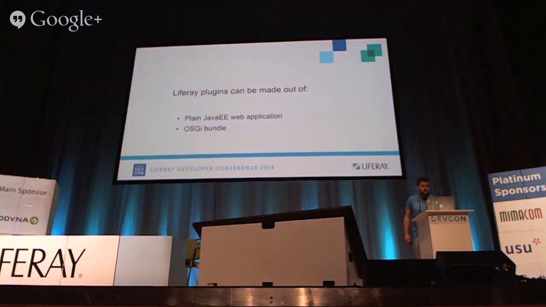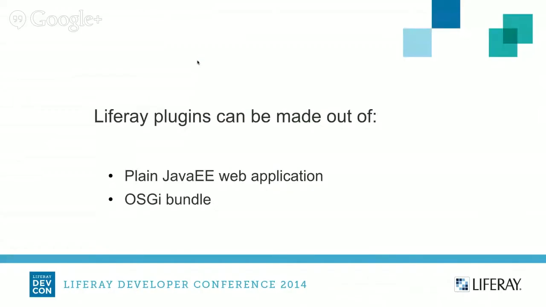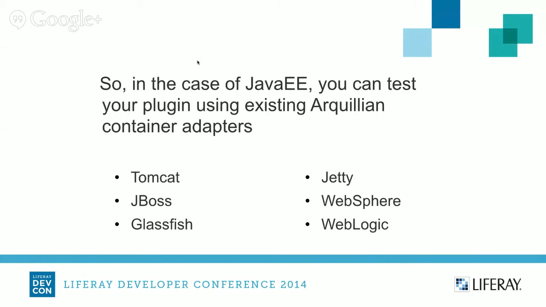I mean, as you all know, Liferay plugins can be made out of a plain Java EE web application, right? It's the way you're most used to when you're building Liferay plugins. Or now you can use OSGi bundles, starting from 6.2, I guess, and it's going to be made in 7.0. Still, you can use the Java EE web application. So, in the case of Java EE applications, those plain web applications, you can test your plugins using Arquillian container adapters. These adapters exist already. Okay, so you can use Tomcat, JBoss, GlassFish, WebLogic, put your name here. So these are existing today. You can use this already.